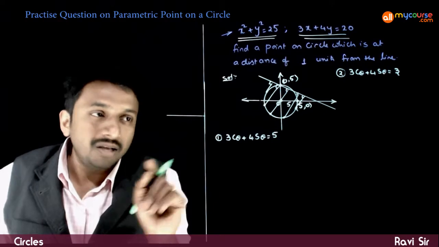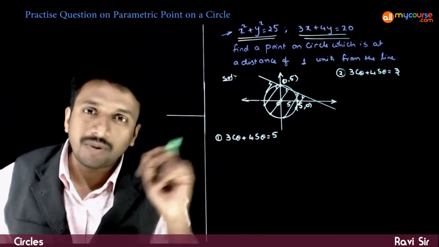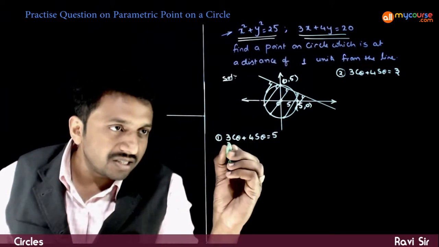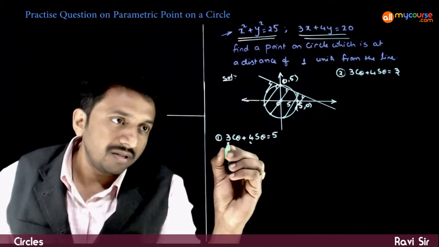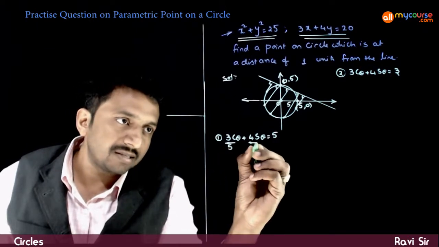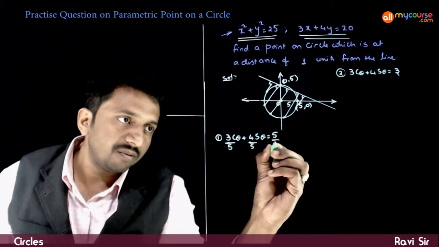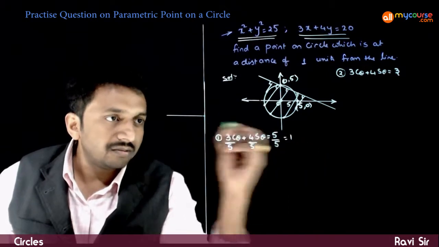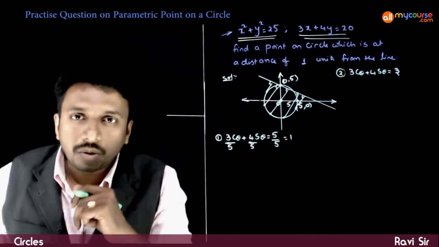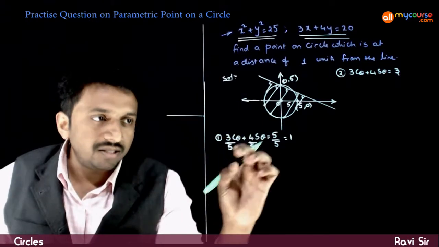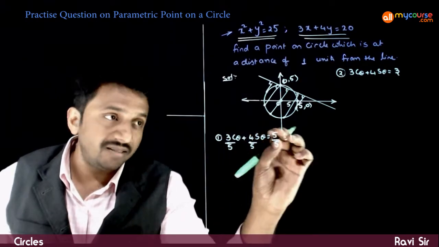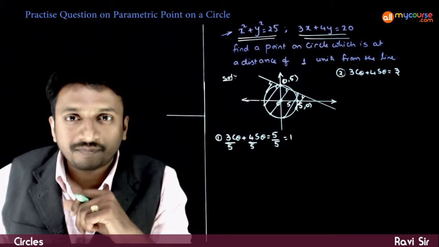We divide both sides by root of a square plus b square. Root of 3 square plus 4 square is 5. So we divide both sides with 5. So 5 by 5 is equal to 1. So 3 by 5 cos theta plus 4 by 5 sin theta is equal to 1.